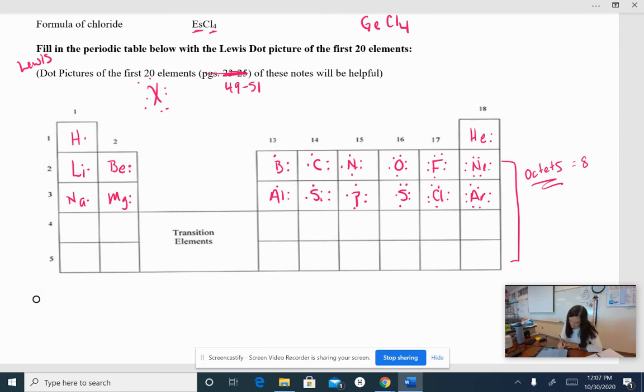So let's do our next line. Underneath sodium, we have potassium, 1 valence electron. Then we have calcium. Oops, sorry.